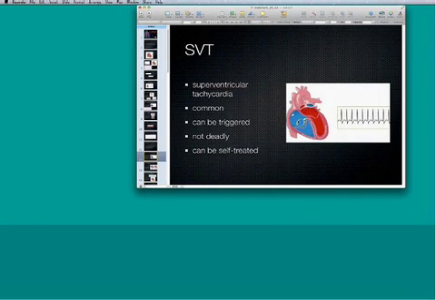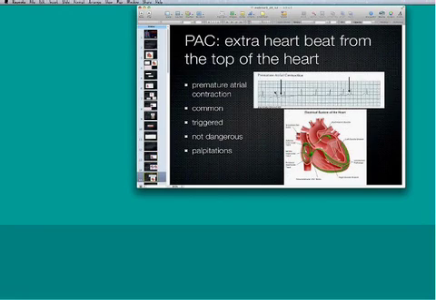Remember, a spot takes over. Instead of just one, you get a whole bunch of them, and it never really comes out. Whereas in this patient, they just had one, and then kind of snapped back into a normal rhythm. The electrical circuits took back over again. So they're not dangerous, triggered often by stimulants, again, caffeine, and other things we'll talk about. And these also can be a cause for palpitations.